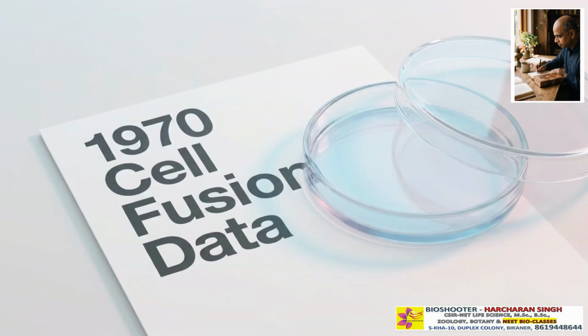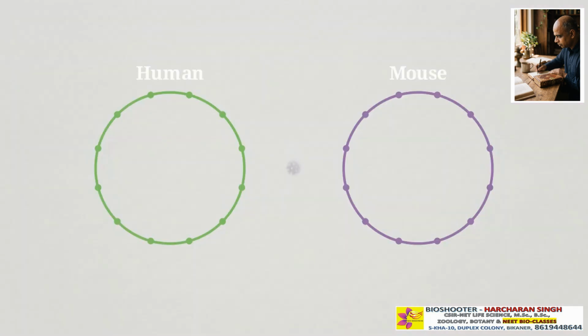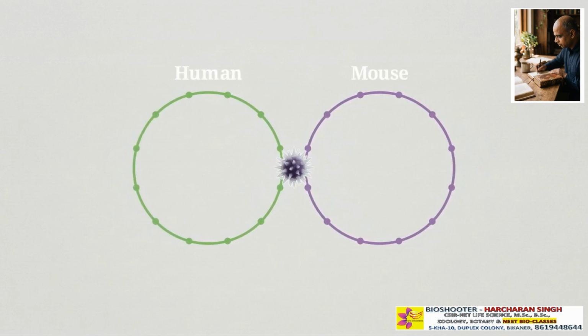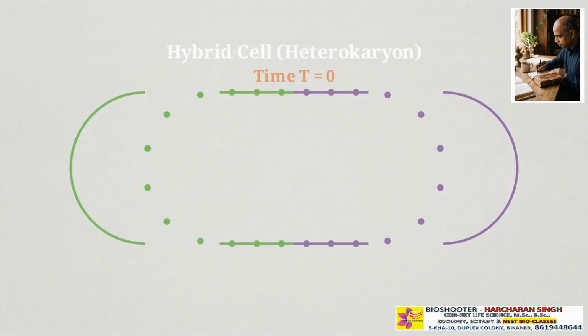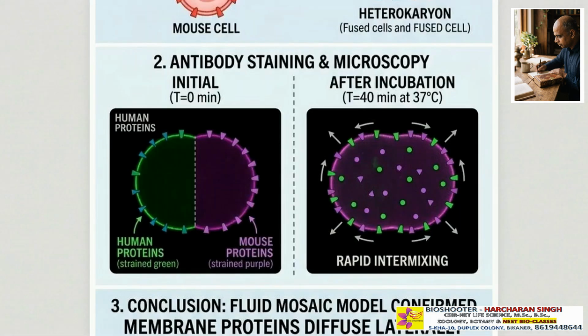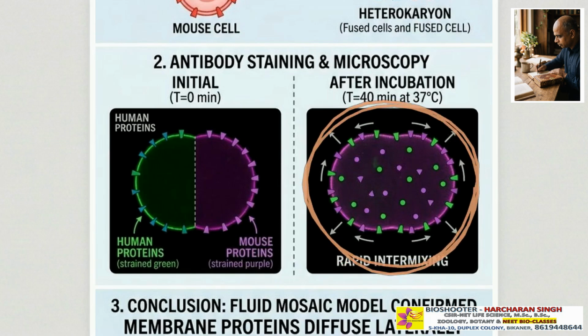We know the cell is bound by this liquid because of a landmark study by L.D. Frye and Michael Edidin. They used a Sendai virus to trigger the fusion of a human cell and a mouse cell, merging two distinct biological identities into a single hybrid. Initially, human and mouse proteins remained strictly on their respective halves, but after 40 minutes at 37 degrees, they entirely intermixed, forming an integrated ring.